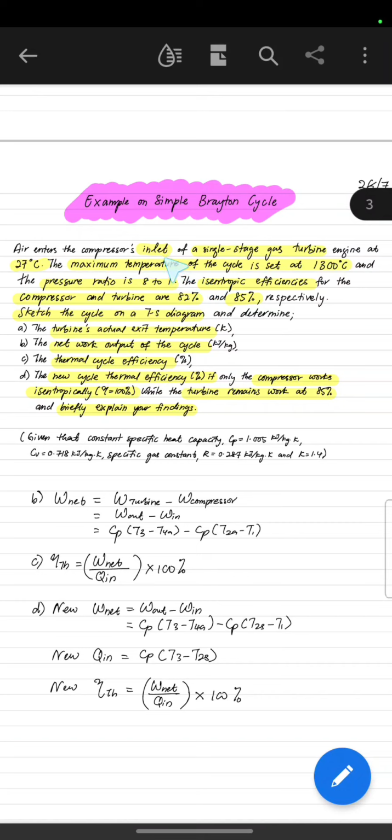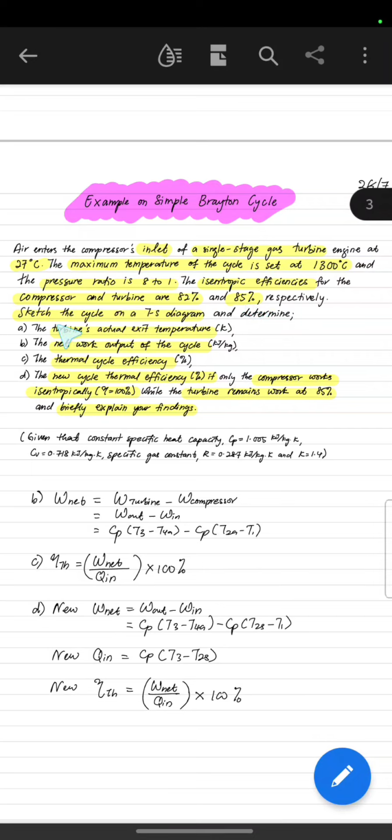So we are given on the compressor's inlet, and this problem is about a single stage gas turbine with the inlet to the compressor at 27 degrees C, and we are also given the maximum temperature, which is set at 1300 degrees C, and we are going to see which state this 1300 degrees C is. And then we are given the pressure ratio, which is 8 to 1, and also not to forget that we have compressor and turbine isentropic efficiency of 82 and 85 percent respectively.